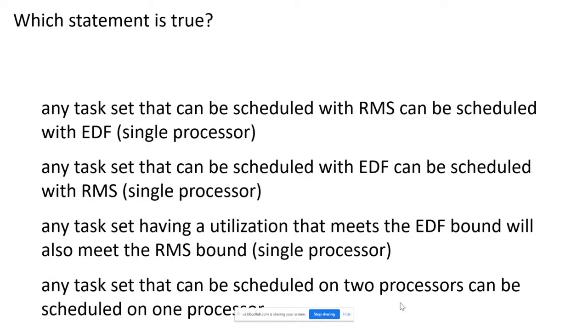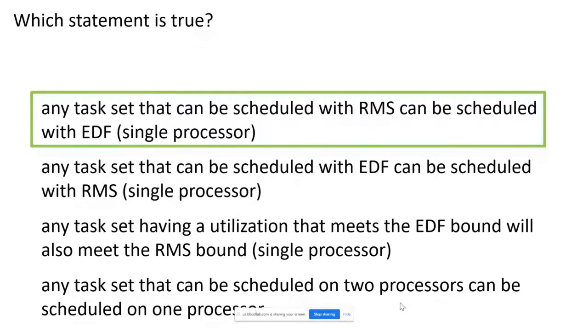Any task that can be scheduled with EDF can be scheduled with RMS. Any task set having a utilization that meets the EDF bound will also meet the RMS bound, and any task set that can be scheduled on 2 processors can be scheduled on 1 processor. Well, the answer here is the first one.